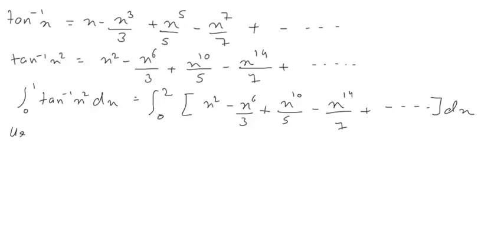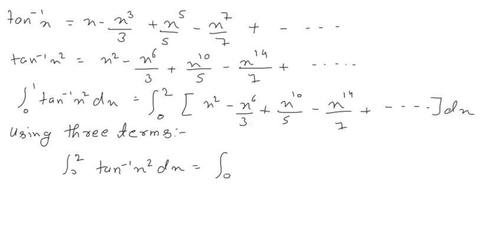Using three terms, integrating 0 to 1 tan inverse x square dx, we get x cube upon 3 minus, or here we can directly write, x to the power 7 upon 21 plus x to the power 11 upon 55.